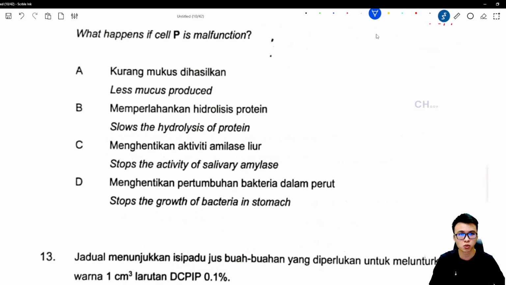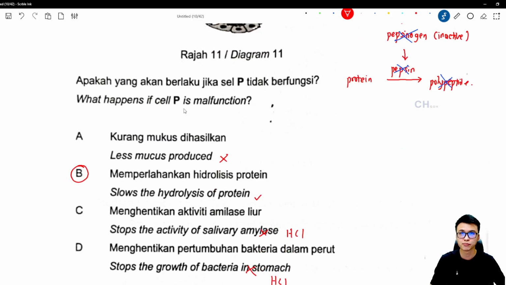So the question here: less mucus is produced. This is done by the mucus cell. Slow down the hydrolysis of the protein. Yes, okay. Stop the activity of salivary amylase. This is done by the hydrochloric acid, which is not related. Stop the growth of the bacteria in the stomach. Hydrochloric acid, not related. So the answer here should be B.